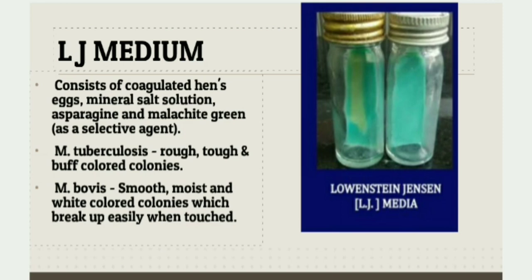On LJ medium, the tubercle bacilli produce rough, tough, and buff colonies. Rough means wrinkled appearance. Tough means it is difficult to remove. Buff colonies means they appear yellowish brownish in color. On LJ medium, the bovis produces smooth, moist, and white colored colonies which break up easily when touched. Agar-based Middlebrook 7H11 and 7H10 are preferred media for recovery of isoniazid-resistant strains of Mycobacterium tuberculosis. That's about solid culture media.